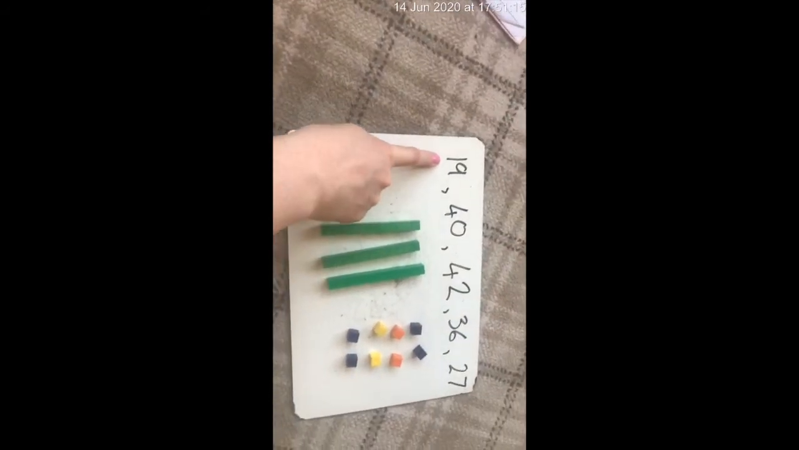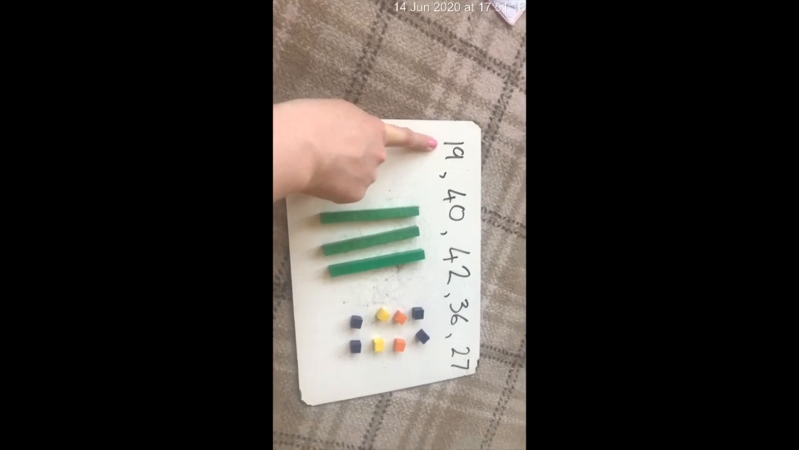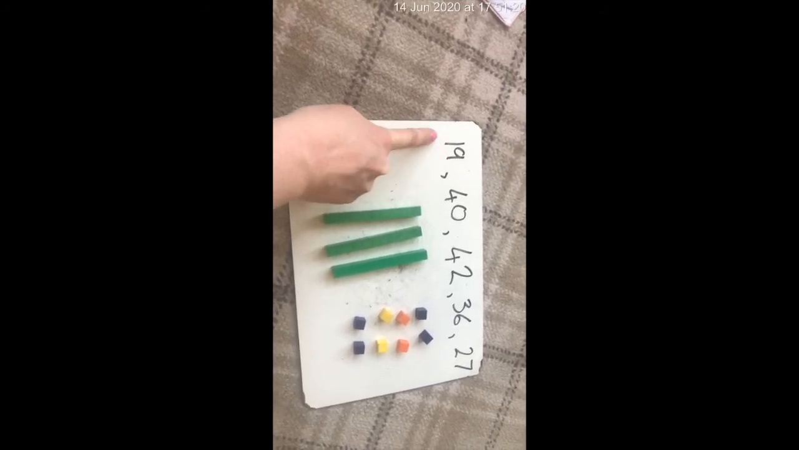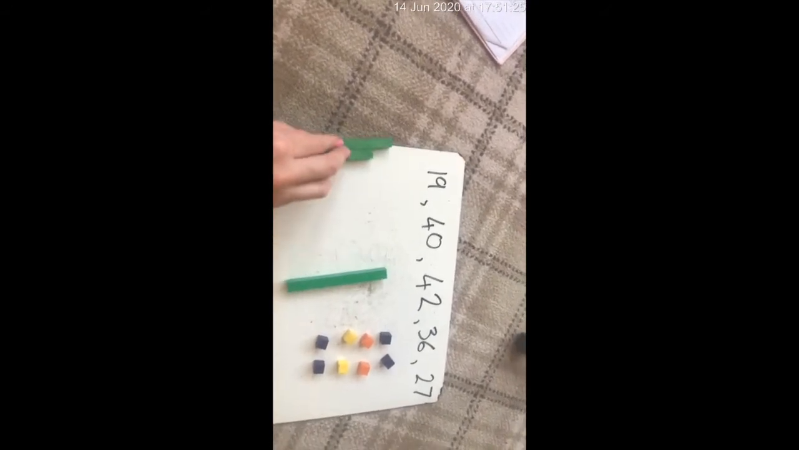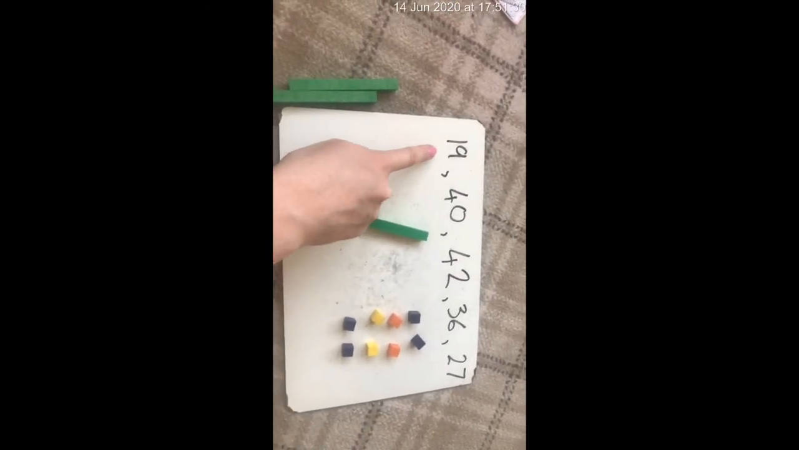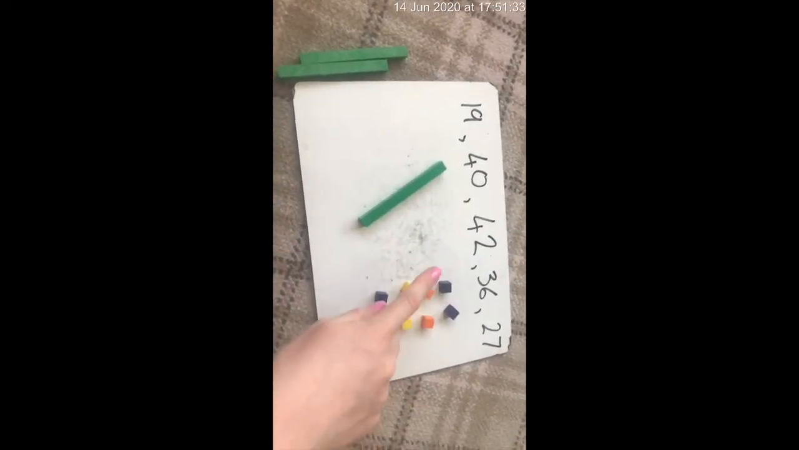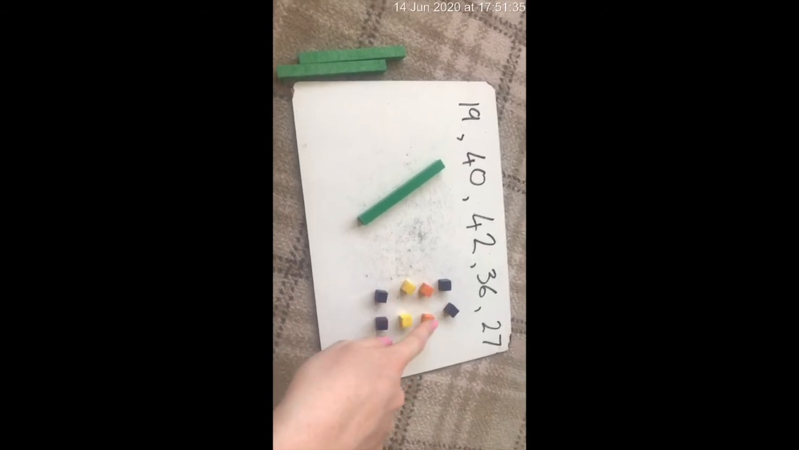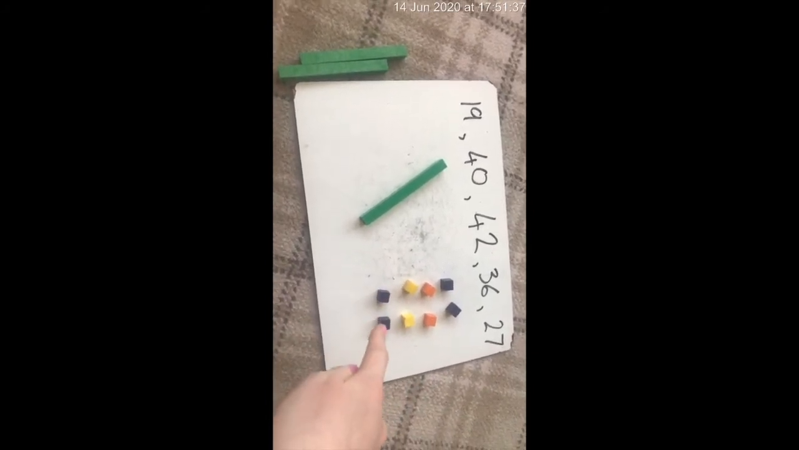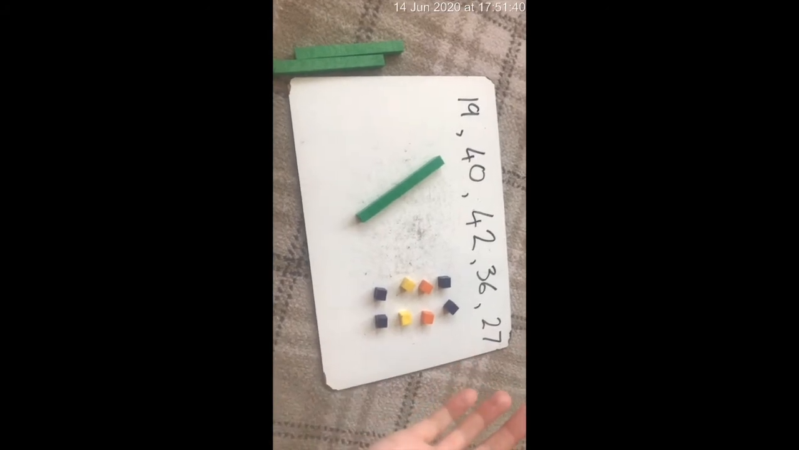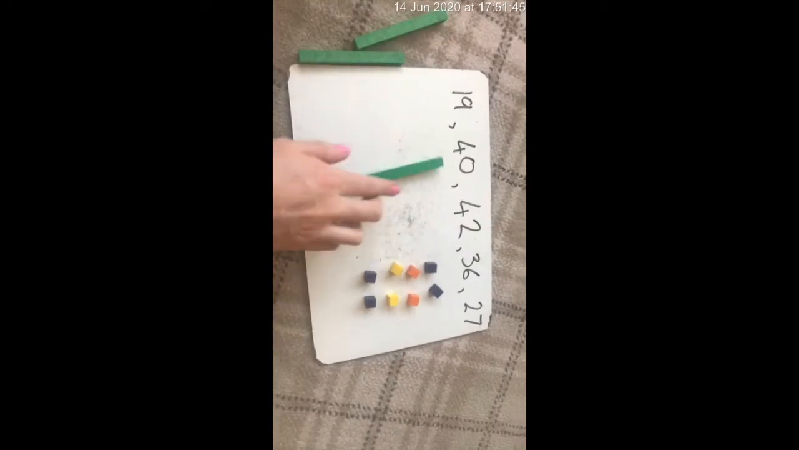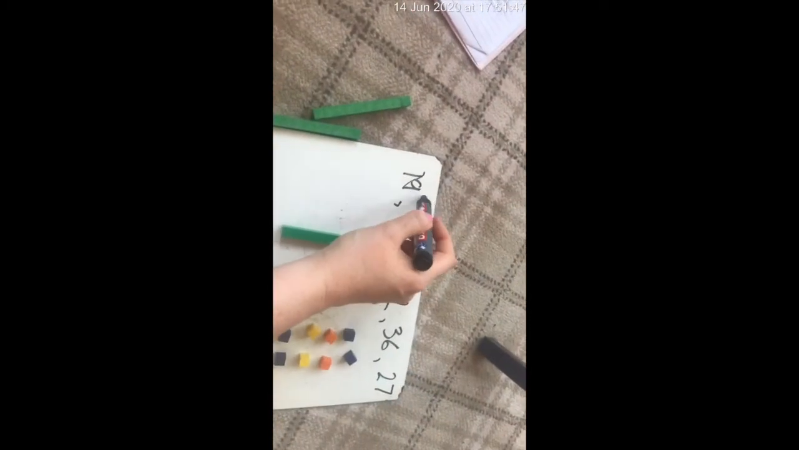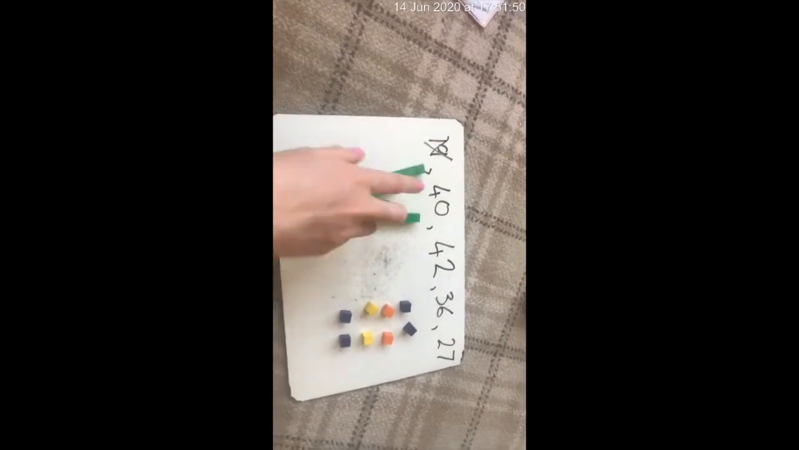So I'm going to start with number 19. So how many tens is in 19? It's just 1 ten, isn't it? So I can do that. Get rid of those two. Got my 1 ten here. What about 9? 9 ones. Can I do 9 ones? 1, 2, 3, 4, 5, 6, 7, 8. Haven't got 9 ones. I can't use a 10. So we can't make number 19 with the equipment that we have.